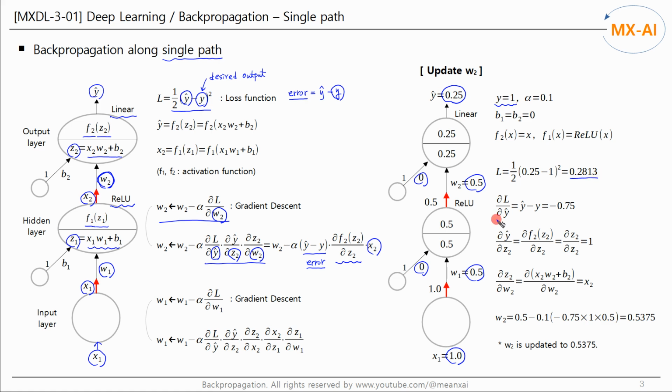The derivative of L with respect to y hat is negative 0.75. And since f2 is a linear function, the value of its differentiation with respect to z2 is 1. Finally, the derivative of z2 with respect to w2 is x2, which is 0.5. Therefore, this formula updates w2 from 0.5 to 0.5375. Here, the learning rate alpha is set to 0.1.